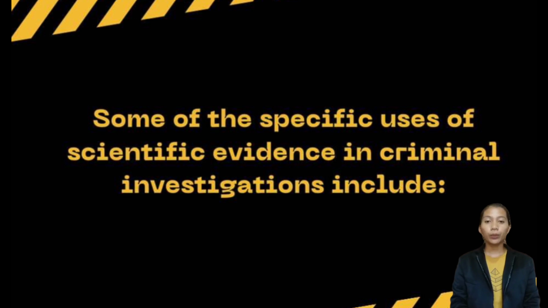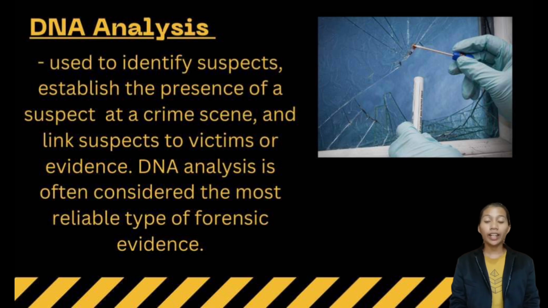Some of the specific uses of scientific evidence in criminal investigations include DNA analysis. DNA analysis can be used to identify suspects, establish the presence of a suspect at a crime scene, and link suspects to victims or evidence. DNA evidence is often considered the most reliable type of forensic evidence.